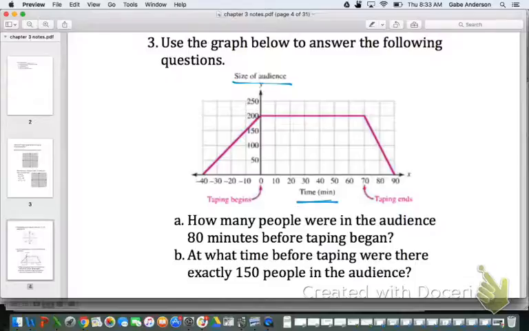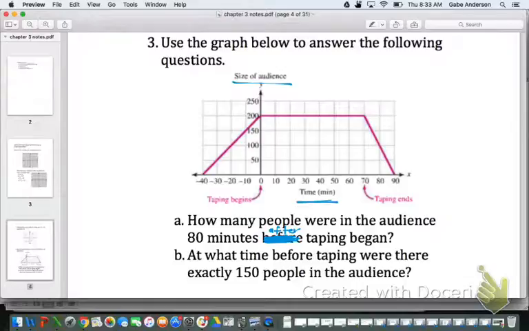You got this little graph right here. It says, question A, how many people were in the audience 80 minutes before... hang on. Doesn't make sense. Zero people. Hold on. Well, it doesn't make sense. I said, hold on. I think that's a little typo. I think it should say after. Apologize for the typo here. This should say after. That changes things a little bit. So let's relook at it. So how many people were in the audience 80 minutes after taping began?